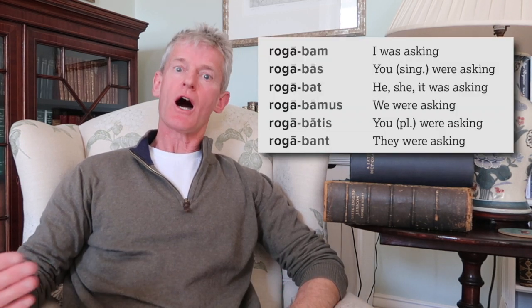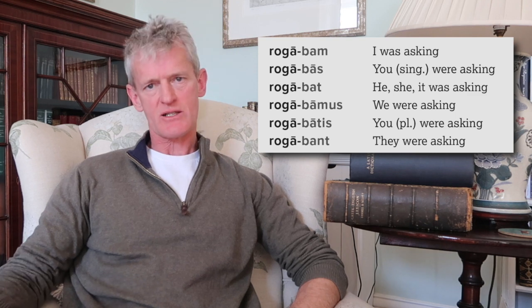Little apology at this stage, I'm not very good at rolling my R's. Those of you who've had a look at the video on Latin pronunciation, and there's a link to it on this channel, a Roman would always have trilled, or what we sometimes say rolled, their R's. I just personally can't do it. If you can, you're very lucky, but roll that R wherever the R comes. If it's at the beginning of the word, as in rogo, have a really good crack at rolling the R. I can't do it, I'm sorry. Some things I can do, that's one I can't. But it's going to go rogabam, rogabas, rogabat, rogabamus, rogabatis, rogabant.